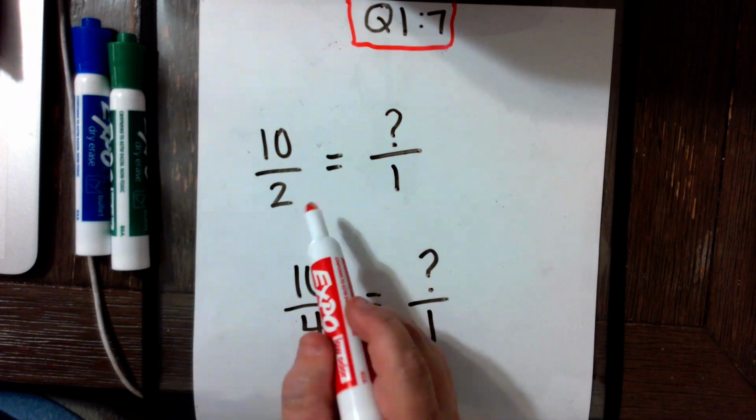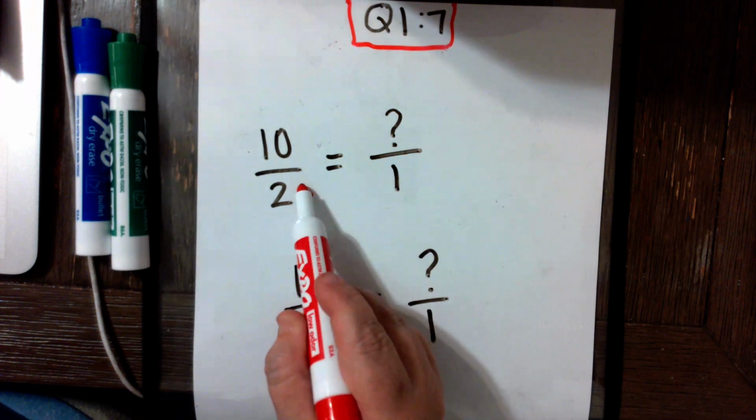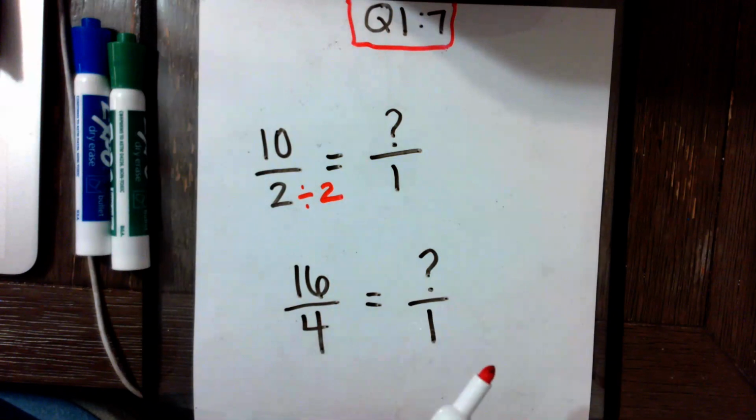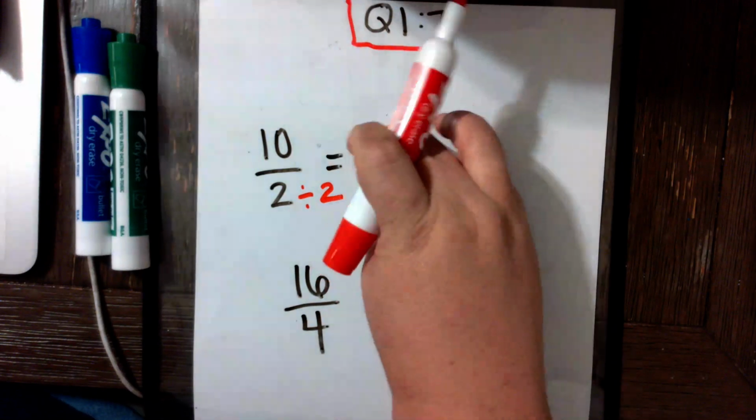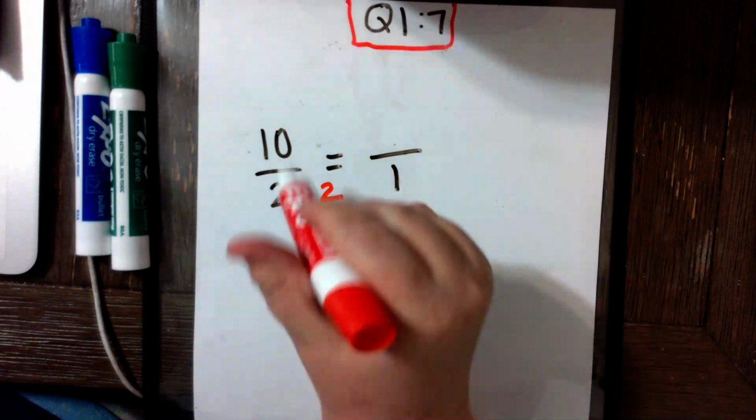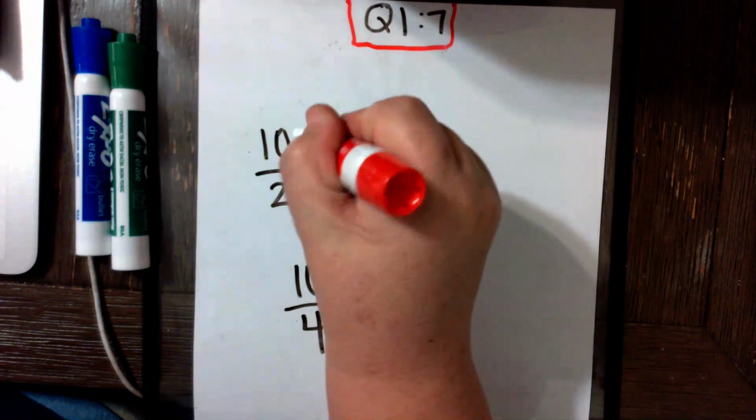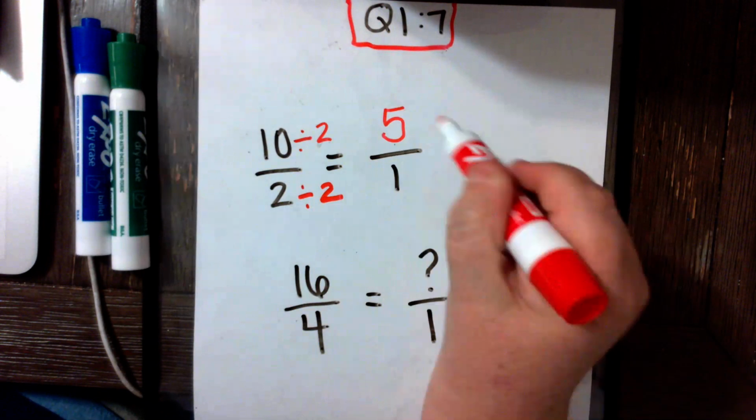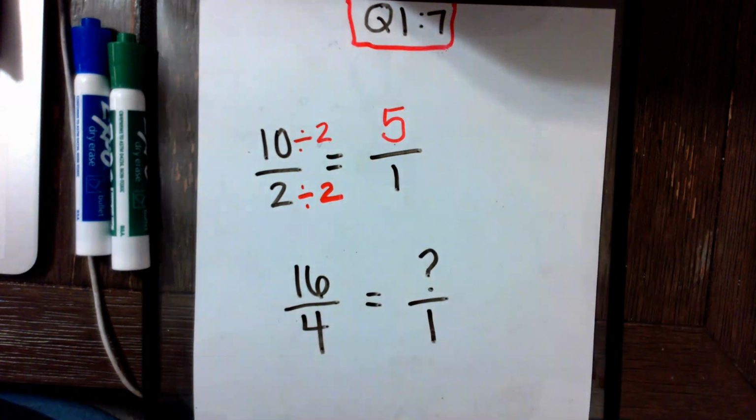So first of all, we want to figure out, what did they do to the 2 to get it to be a 1? Well, I know that if I divide any number by itself, that's going to give me an answer of 1, right? So if I do it to the bottom, you know I have to do it to the top. So 10 divided by 2, that would give me 5. So the missing number on that first one is 5.